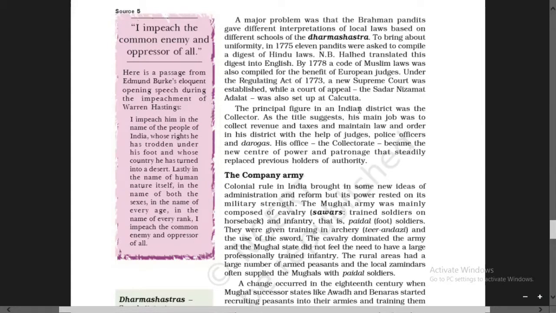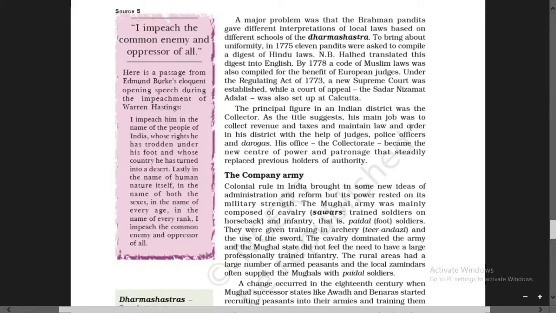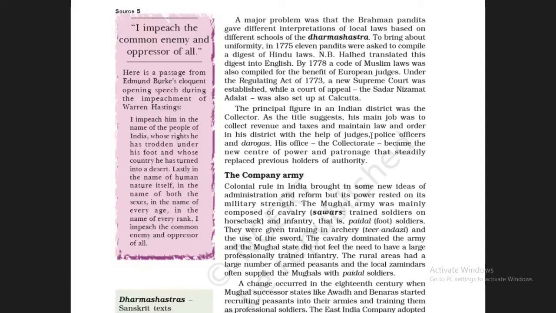The principal figure in an Indian district was the collector. The most important figure in an Indian district was the collector. As the title suggests, his main job was to collect revenue. Revenue means income. Whatever income comes, it was the duty of the collector to collect it, and taxes, and maintain law and order in his district with the help of judges, police officers, and darogas. The head of police is known as daroga. So with their help, his main job was to collect revenue and maintain law and order.